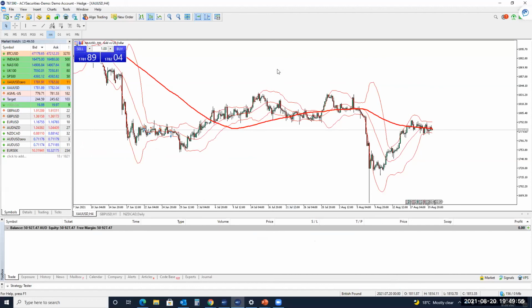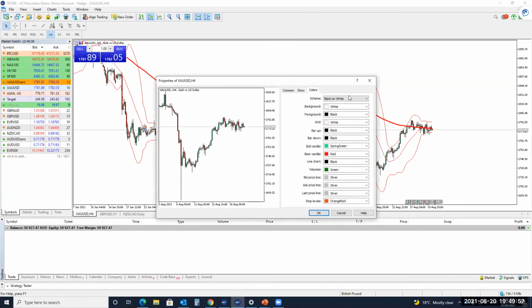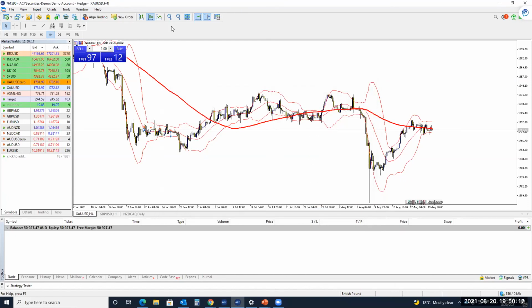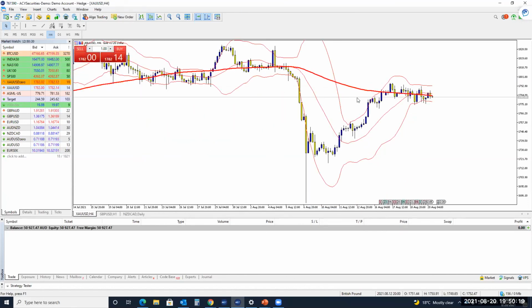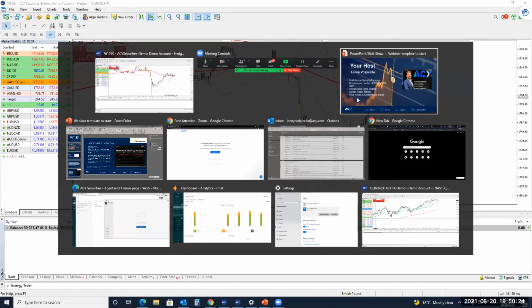So again, head to properties. Here we have bar up, bar down, which is the outline of the candle, and then we have bull candle and bear candle. Bull candle represents the market going higher, bear candle the market going lower. Let's say I wanted to set my bull candle to blue and my bear candle to yellow. I could go ahead and do exactly that, and there it is. The colors of the candles have been changed for you. So I hope that answers that question.